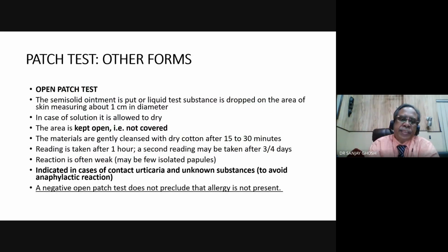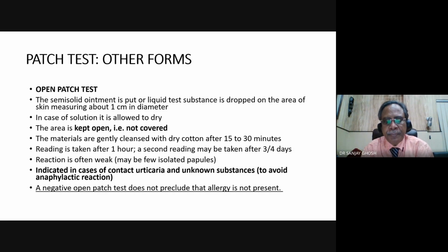Now, open patch test means there should not be any film chamber, should not be any adhesive, just apply. It should be open, not any film chamber, not covered with any adhesive. Which patient? It should be all cases of contact urticaria and unknown substance. You don't know the substance. So this is indicated for contact urticaria and unknown substance.